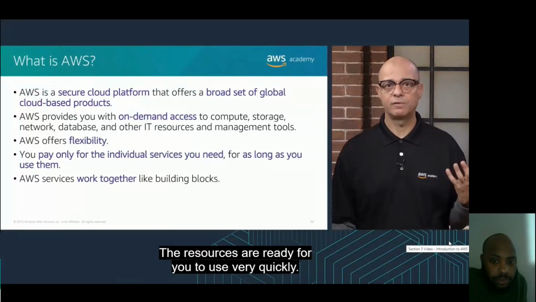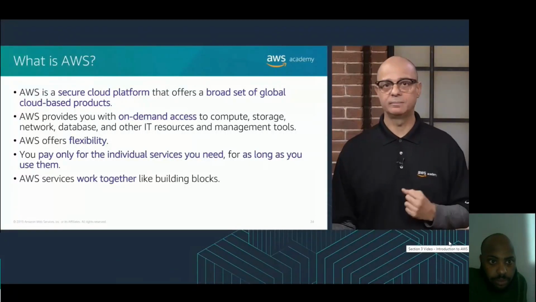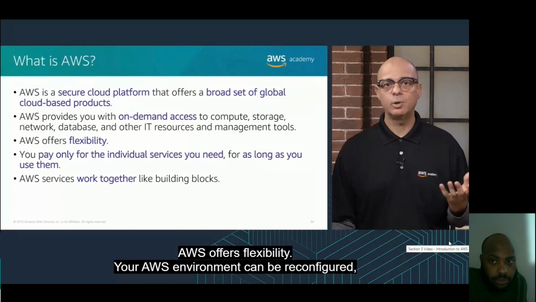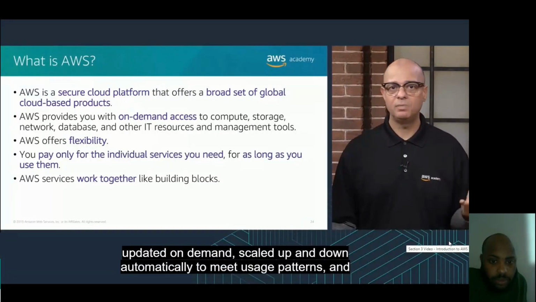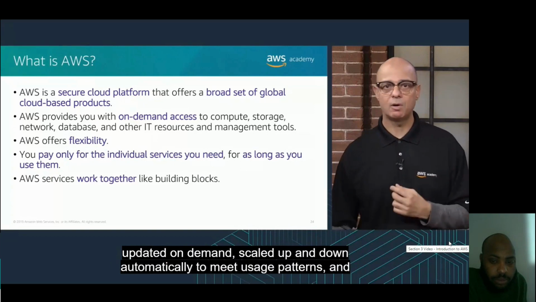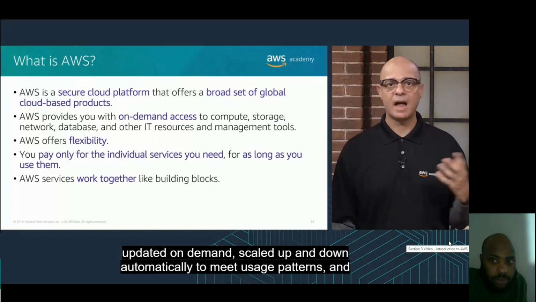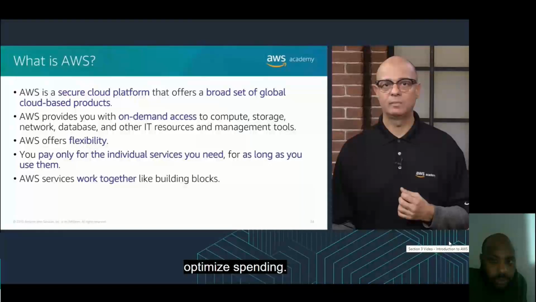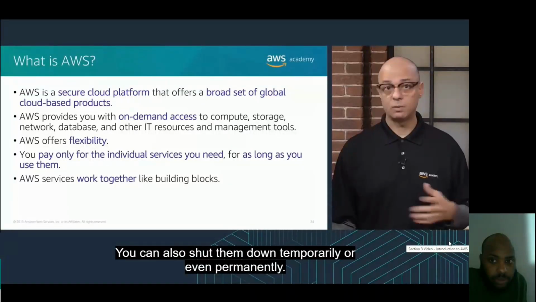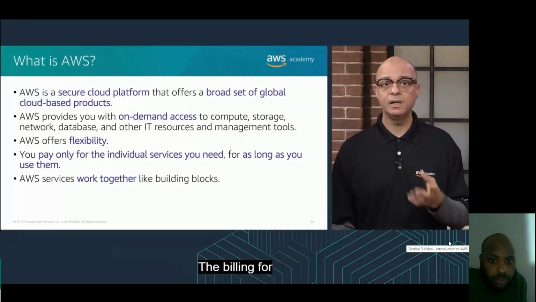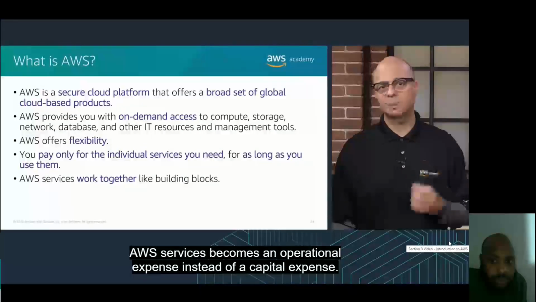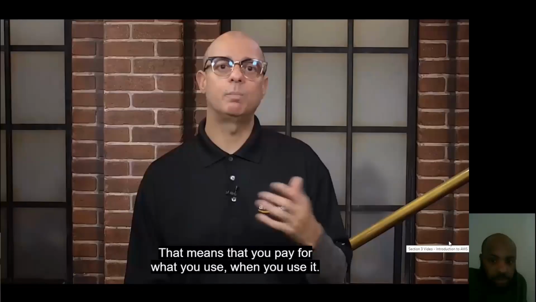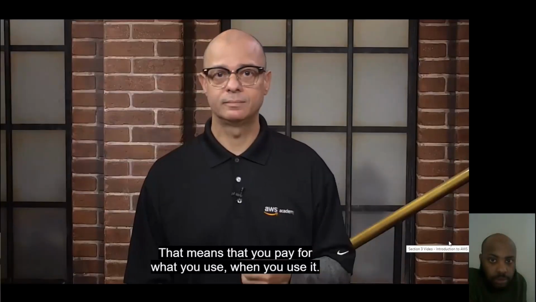The resources are ready for you to use very quickly. AWS offers flexibility. Your AWS environment can be reconfigured, updated on demand, scaled up and down automatically to meet usage patterns, and optimize spending. You can also shut them down temporarily or even permanently. The billing for AWS services becomes an operational expense instead of a capital expense. That means that you pay for what you use when you use it.